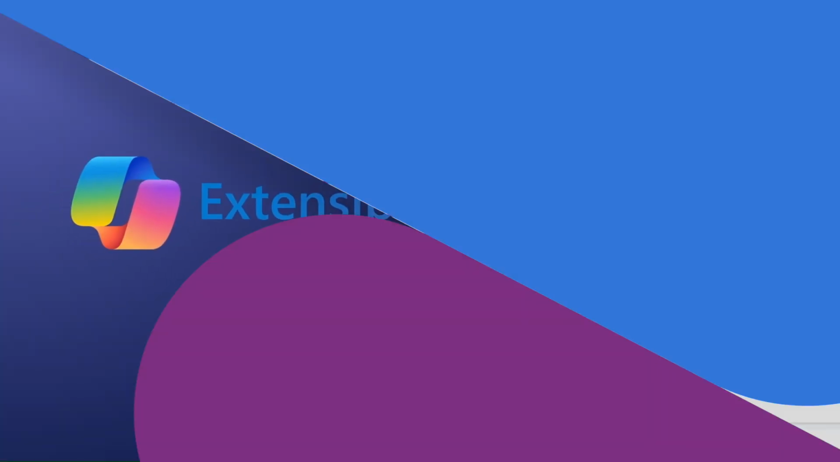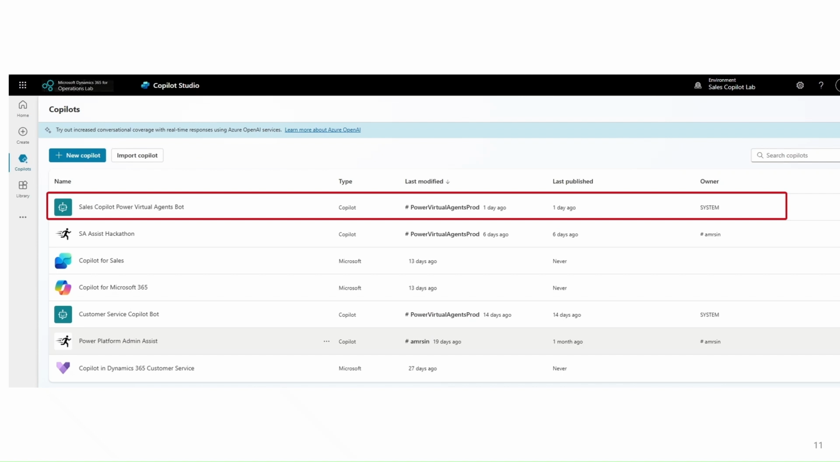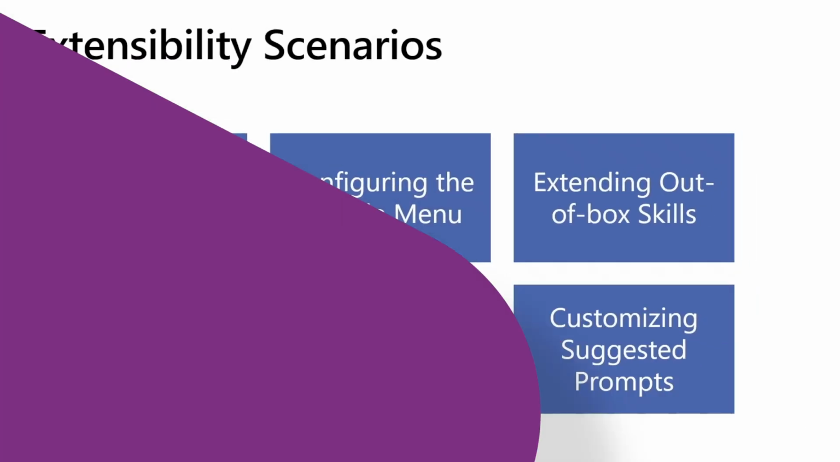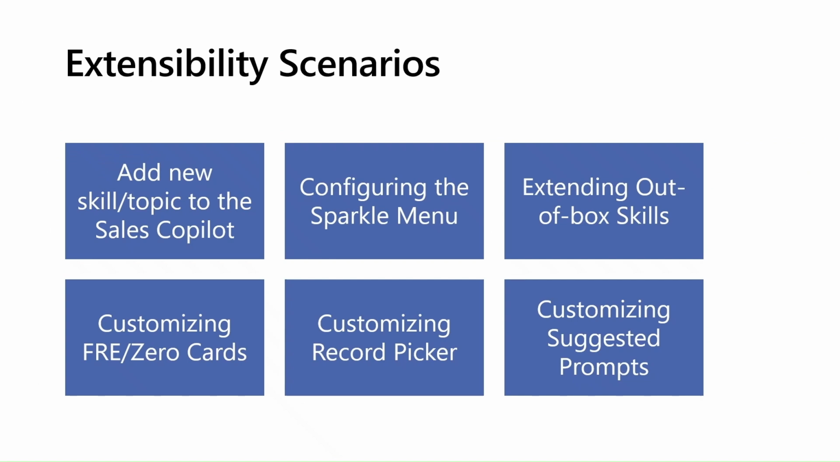Extensibility options. Copilot in sales is like any other PVA or Power Virtual Agents bot. It's a first-party bot available in a Dataverse solution. To extend the Copilot, we will be extending this specific Sales Copilot Power Virtual Agent bot as shown in the screenshot. So here are some of the extensibility scenarios.